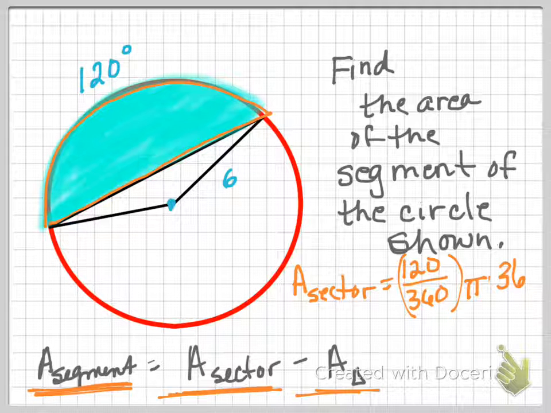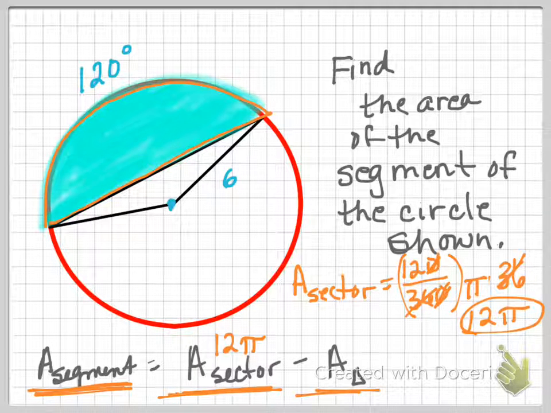So let's do some canceling. Do a little bit of canceling here. Cancel out my zeros. Cancel out my 36. And I end up with 12 pi. That's the area of my whole sector. So now I've got the area of my sector. I'm just going to write it right here. And now I've got to subtract the area of my triangle.